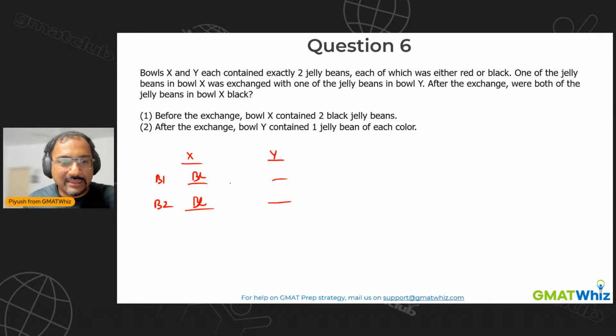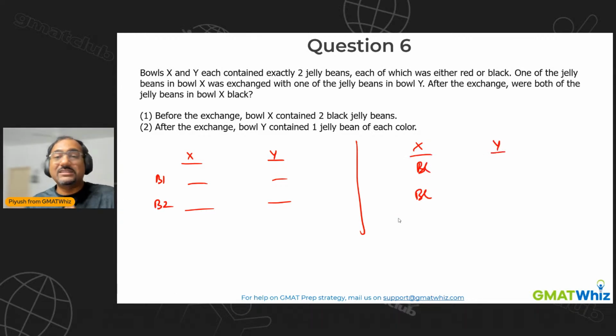Basically, let me write it like this. Let me do some erasing here. Let me use a pen. So let's say this is the before scenario and this is the after scenario. They're asking after the exchange, were both of these black? Right now I don't have any information about what it was initially. So let's go directly with the statements.